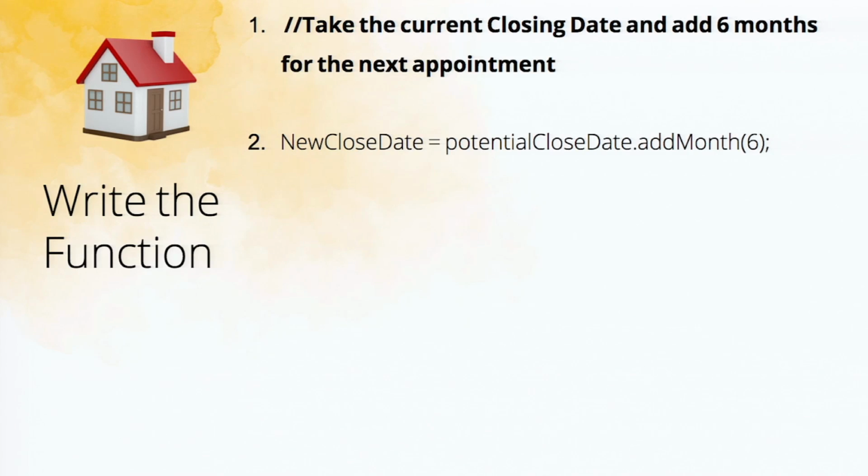So now we're going to start writing the function. So the very first step is we need to take the closing date and add 6 months to it, right? So what I can say is the new closing date equals the current closing date and add 6 months. That's really all it is, right?